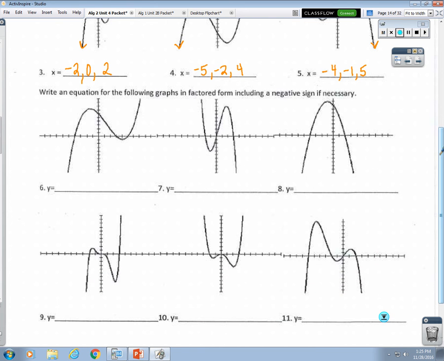Okay, number 6. This time they want you to do something different. They want you to write the equation for the following graphs in factor form, including a negative sign if necessary. Okay, see how it crosses right here at -4? How would you represent that as a factor? X plus 4. Remember how when it's written as a factor, it's always the opposite of where it actually crosses? And so this x-intercept of positive 3 would be represented with an x minus 3. And then this 0 at 5 would be represented with an x minus 5.